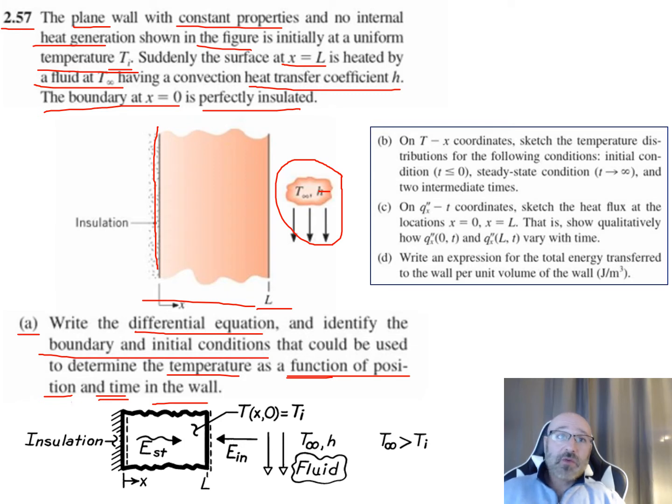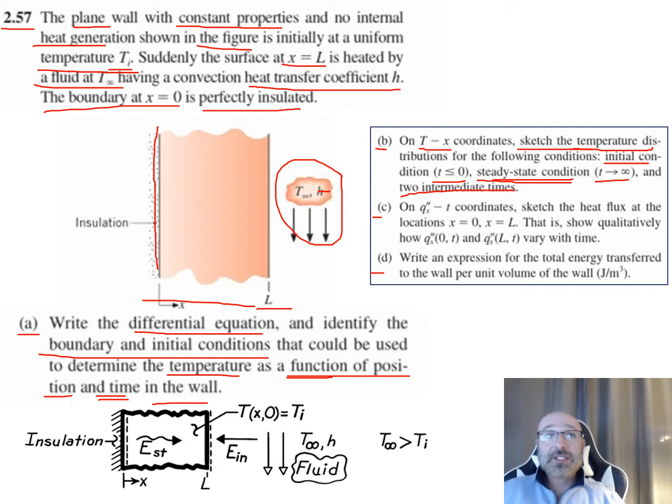Now if we kept going with this for a more advanced problem, we could look at B, C, and D for what they want us to find. So for part B, if we were going to go forward with this, on the T-x coordinates, sketch the temperature distributions for the following conditions. They're going to give us our initial condition, that time is less than or equal to 0, and the steady state condition where time is infinity. So we'd want to actually sketch these out for those two cases, the initial condition and the steady state condition, and the two intermediate times.